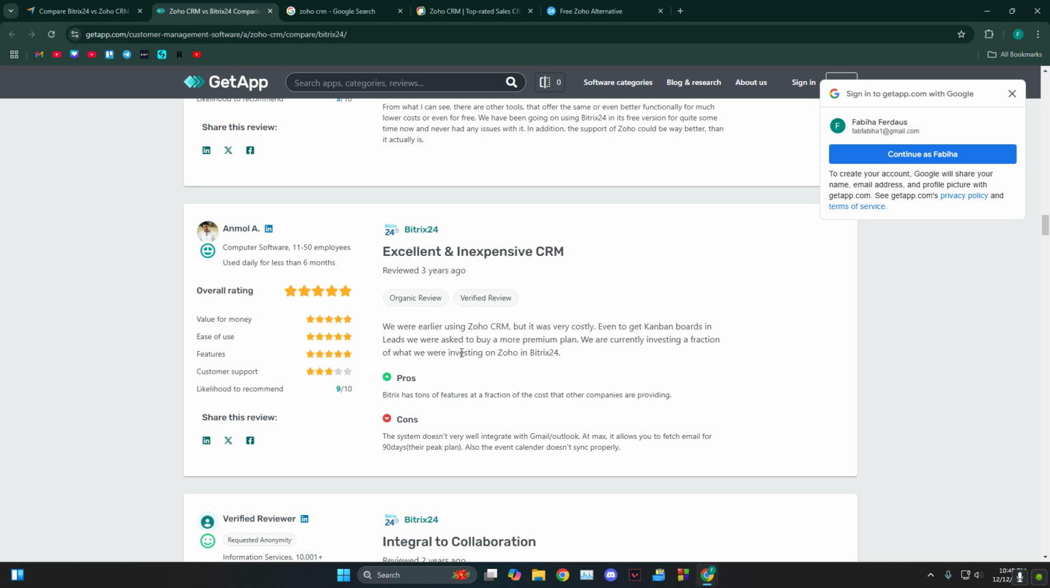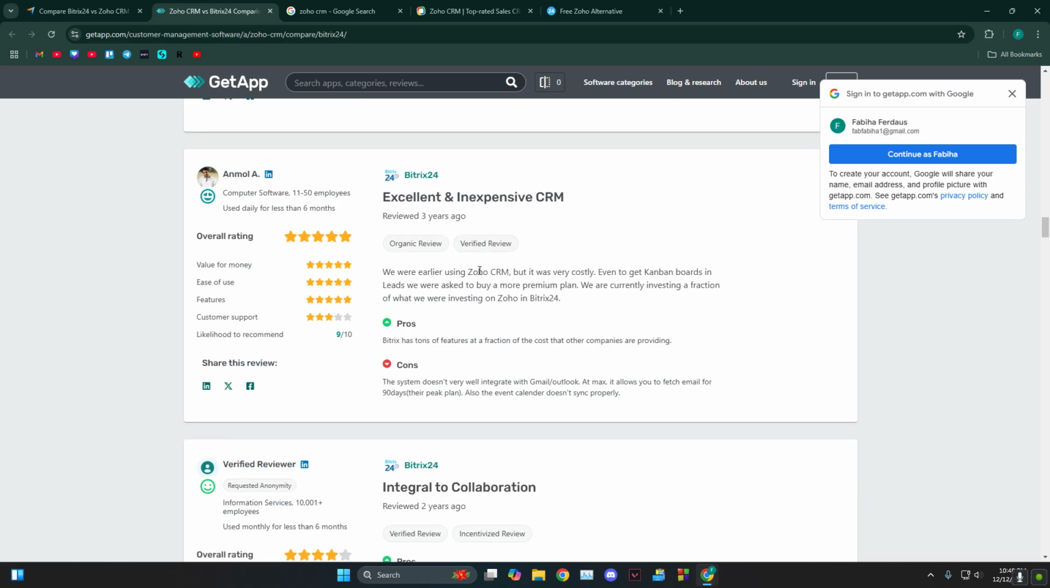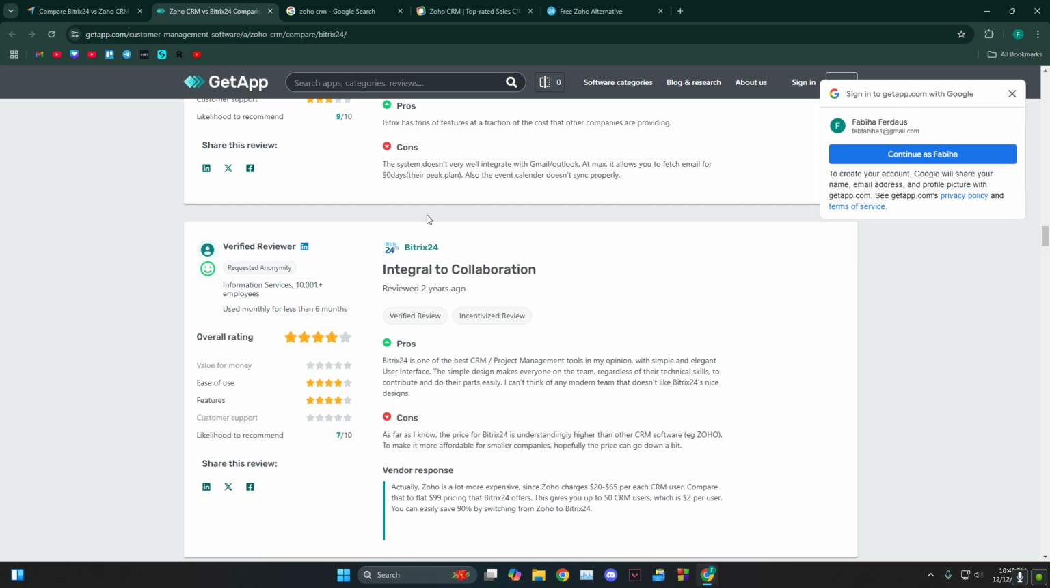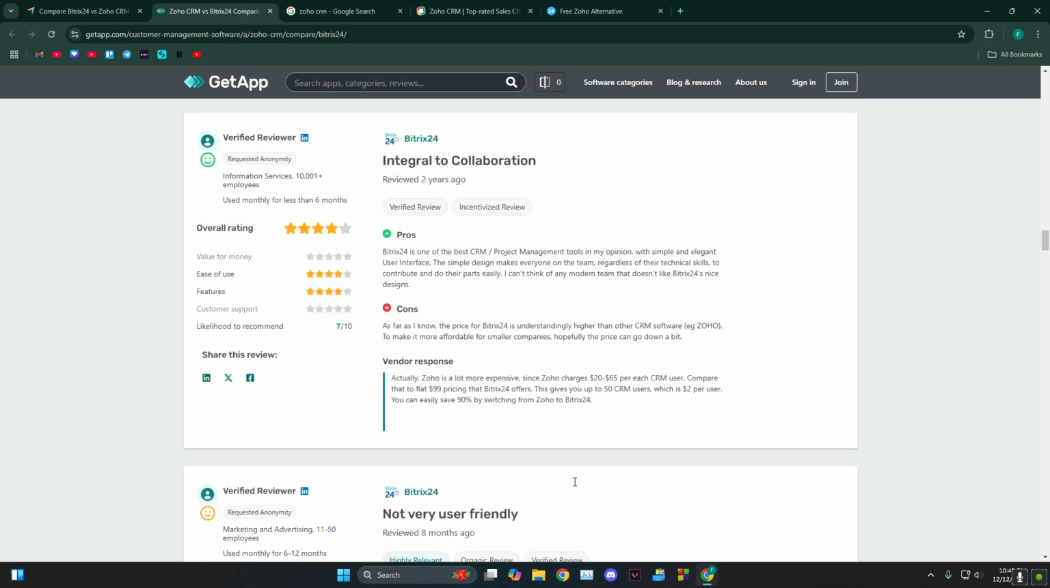Then 3 years ago, another person said that they were using Zoho, but it was very costly. This person is also thinking about switching to Bitrix because it has a lot of features, but it doesn't integrate well with Gmail or Outlook. And at max, it allows you to fetch email for 90 days. Okay, that is bad, right? If you need email for all 365 days of the year, what are you gonna do?